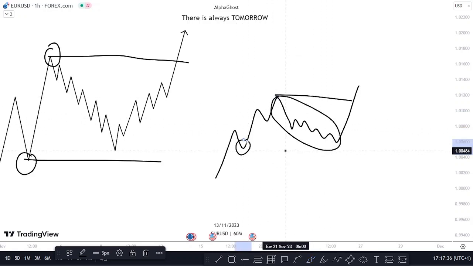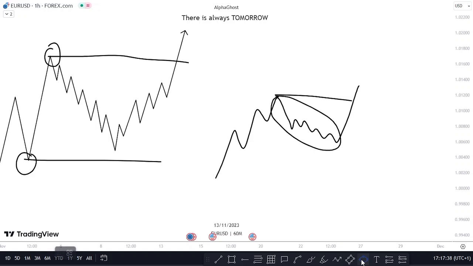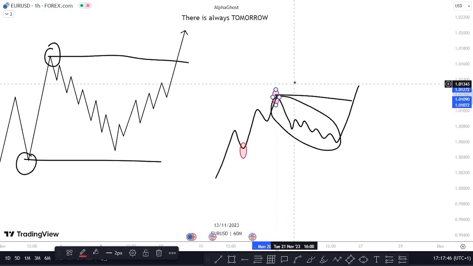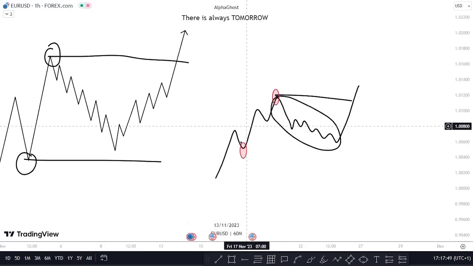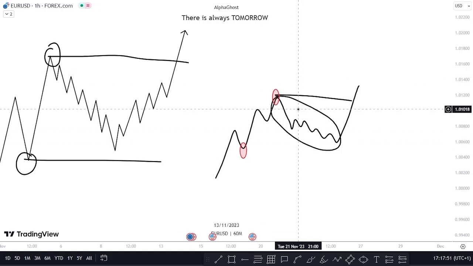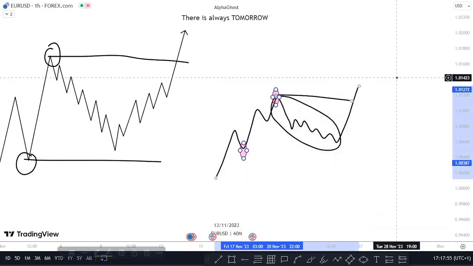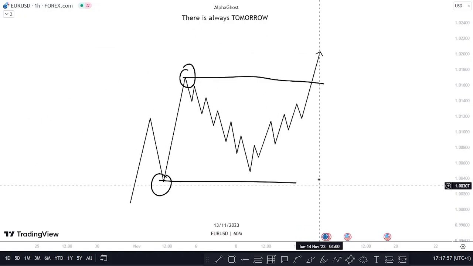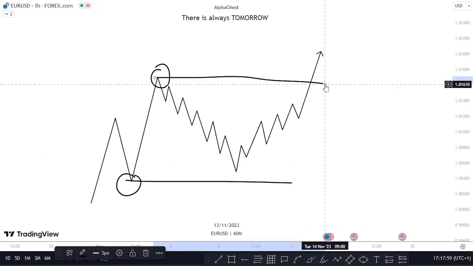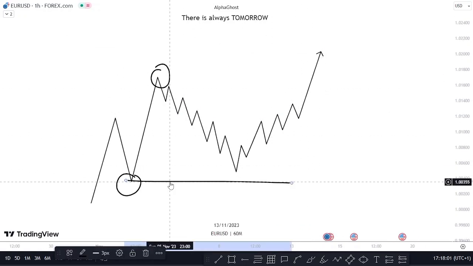Let me use something else. This here is just my swing structure. Anything inside of this range is going to be my internal structure. Same thing for this one here.